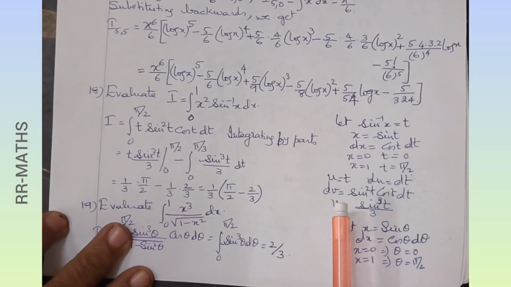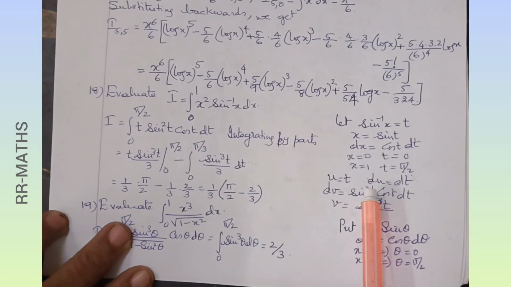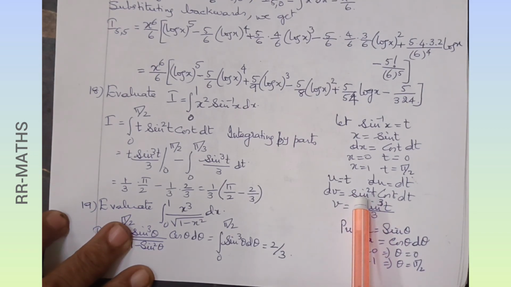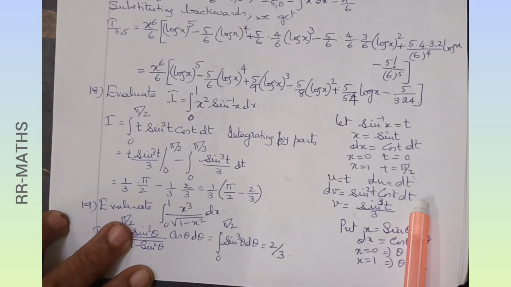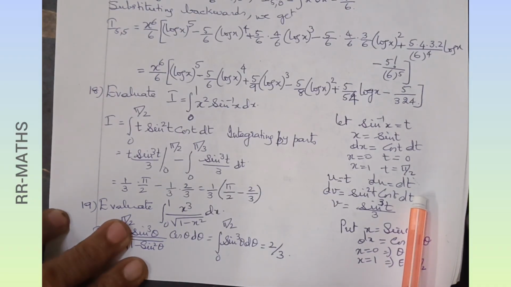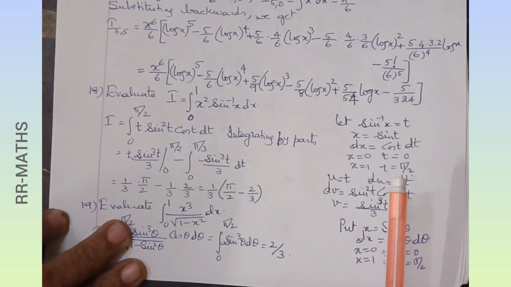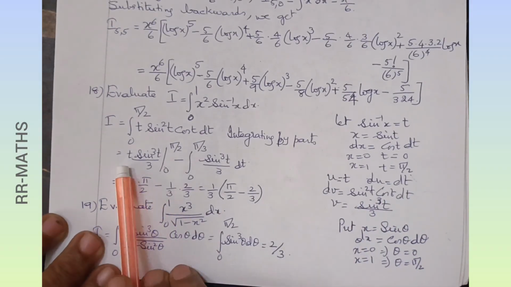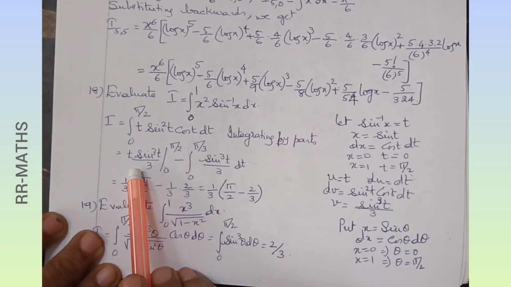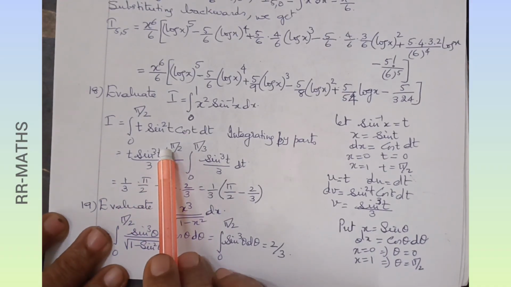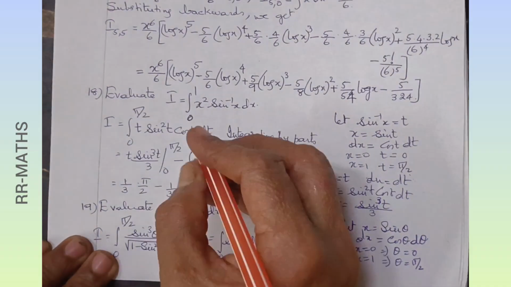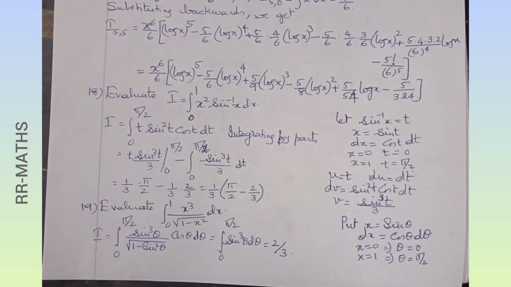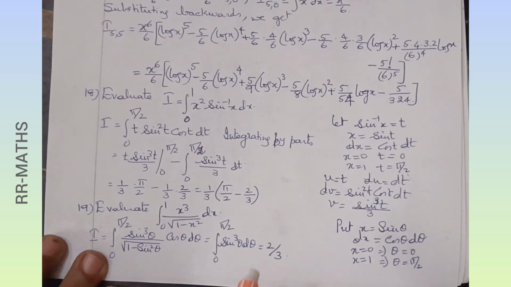Now we will do integration by parts. You call u as t, so du is dt, and dv is sin square t cos t dt, because when you do a substitution for sin t, you get cos t dt, and that substitution will go in the differentiation, and therefore sin square t on integration will become sin cube t by 3. So you substitute here, you get uv, so t sin cube t by 3, limits varying from 0 to pi by 2, minus integral 0 to pi by 2 sin cube t by 3 dt.